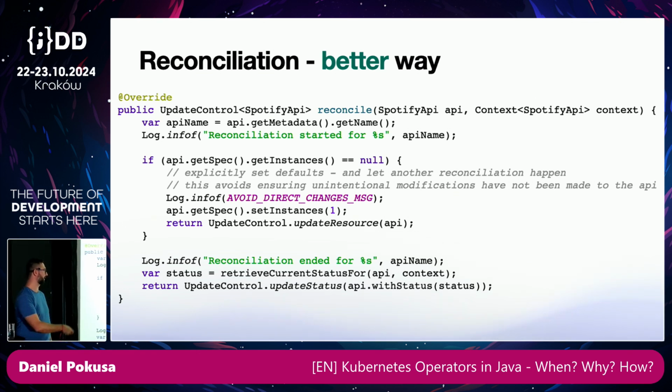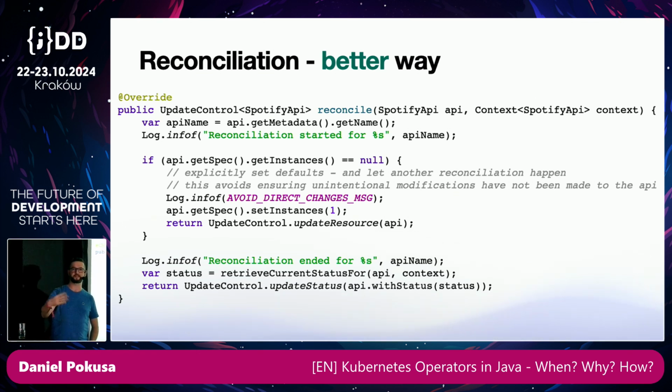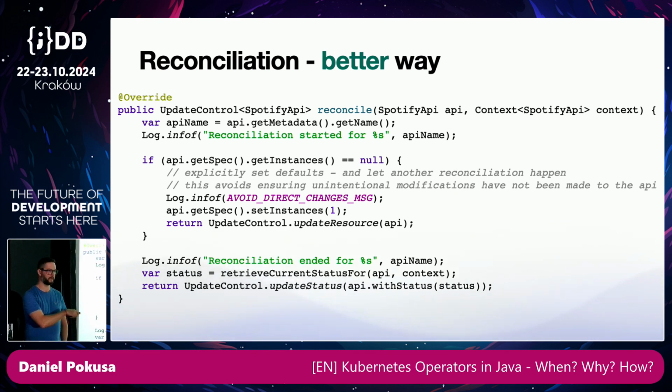If there is some kind of value like instances, how many instances of this deployment should I roll out? And it's set to null, then I want to set this number of instances and update the resource. This is a pretty important thing. By updating the resource, I will invoke another event. So I can finish here and it will go the other way around. And at the second run, get instances will not be null. So then you will go here.